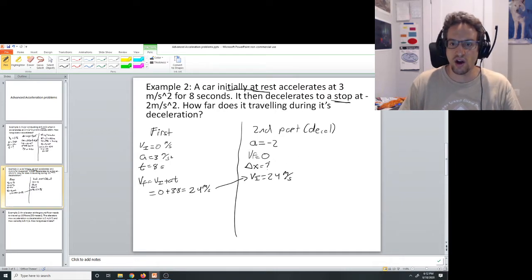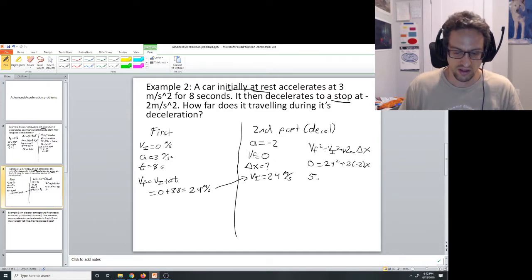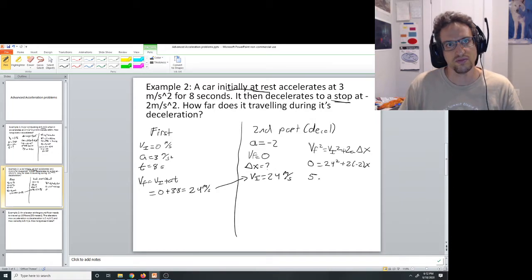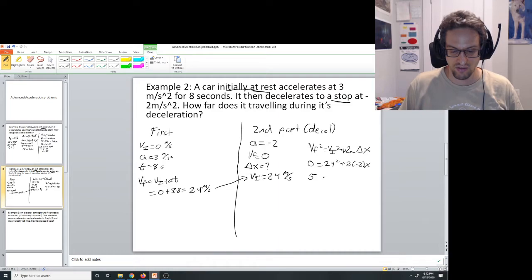So now I've got this, and I want to find change in x. Well, I can use v final squared equals v initial squared plus 2a change in x. This is 0, 24 squared plus 2 times -2 times x. 24 squared is a big number. I didn't write the intermediate steps down. That's okay. I'm going to do it. It's 576. 576.